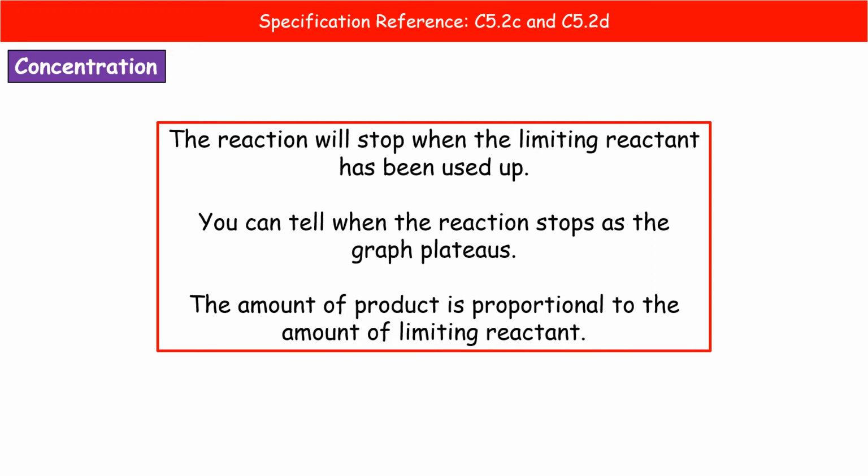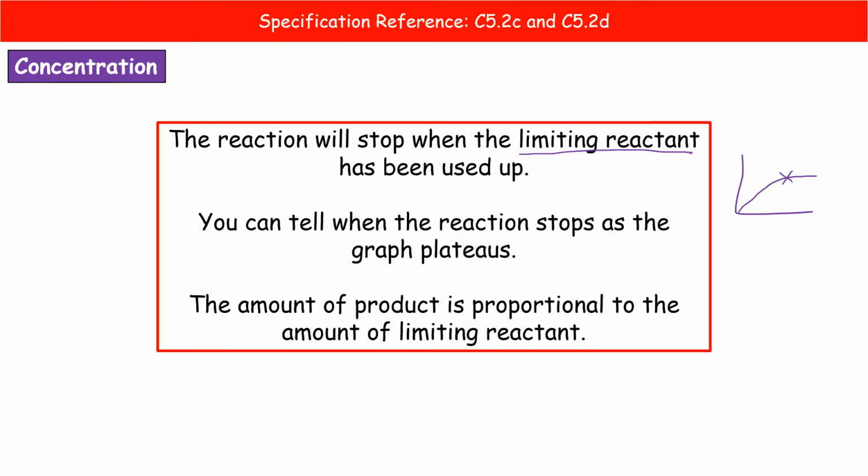The reaction is obviously going to continue until our limiting reactant has been used up. Now if we're looking at our rates of reaction graphs, you are always going to be able to tell where that's happened because it's at the point that the graph plateaus or levels off. And what we find is that the amount of product we make is proportional to the amount of limiting reactant.